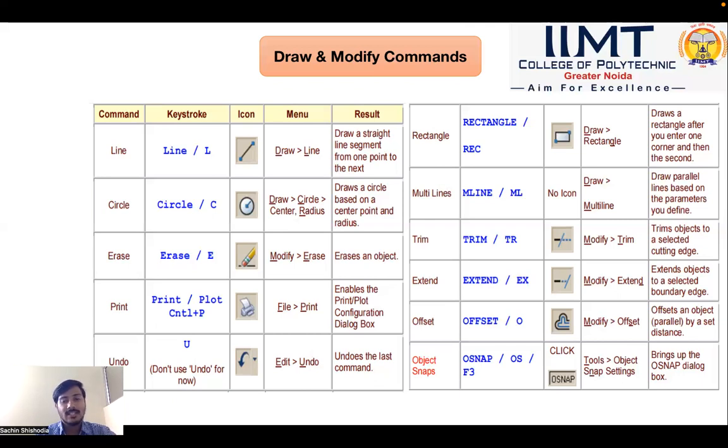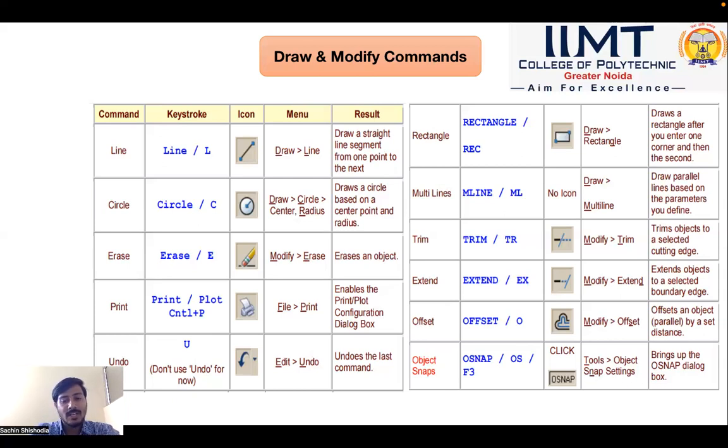The next one is extend. If you want to extend any line or any two-dimensional object, we have to select a boundary edge of that object. Then we can use the extend command by using the shortcut EX. Next one is offset. This is one of the most widely used commands and it helps in simplification of any drawing. Here we use offset by using O as a shortcut.